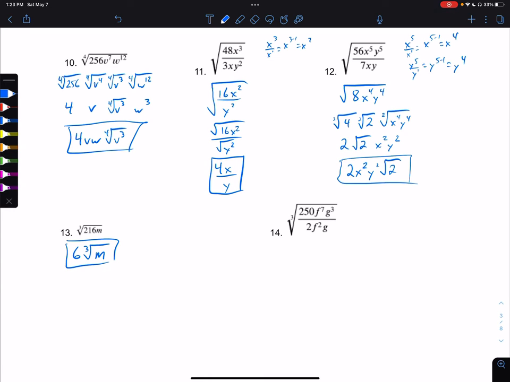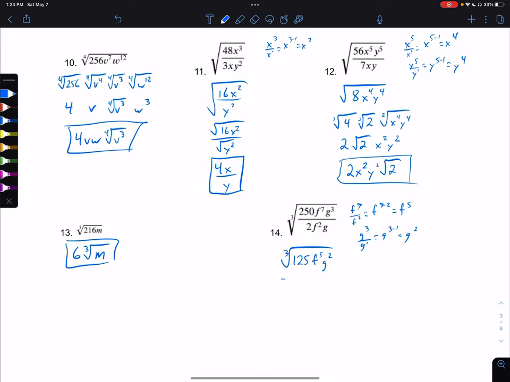Number 14, just like 11, 12, and 8, we're looking to reduce. So everything is going to reduce. So cube root 250 divided by 2 is 125. F to the 7th over f squared, I'm going to subtract to get f to the 5th. We have g cubed over g to the 1st, so that's going to be 3 minus 1, just g squared. I'm really struggling with writing g's today. There we go, that's a little better.